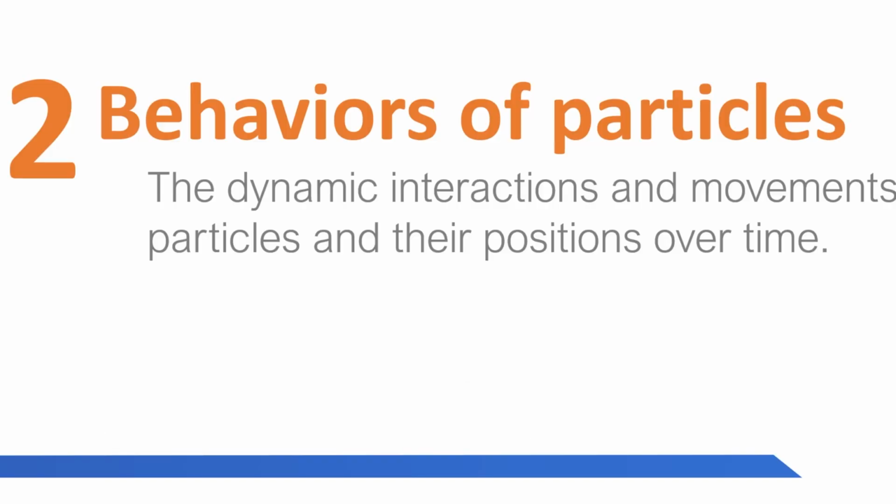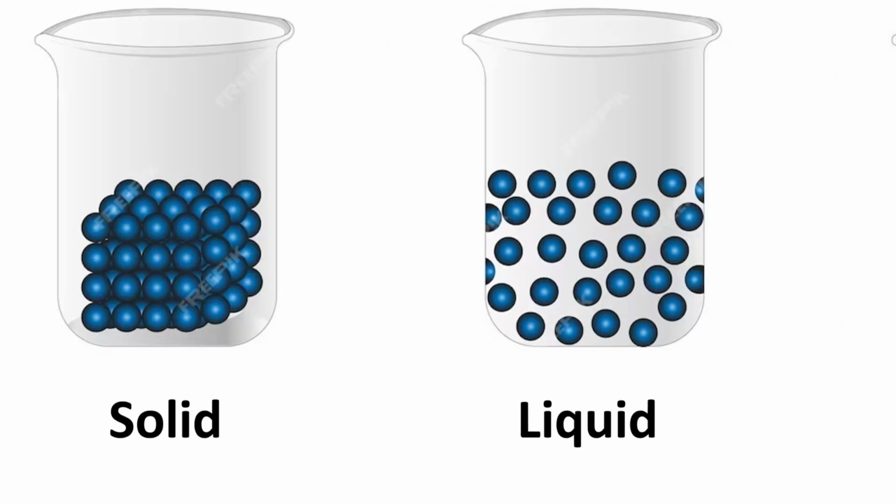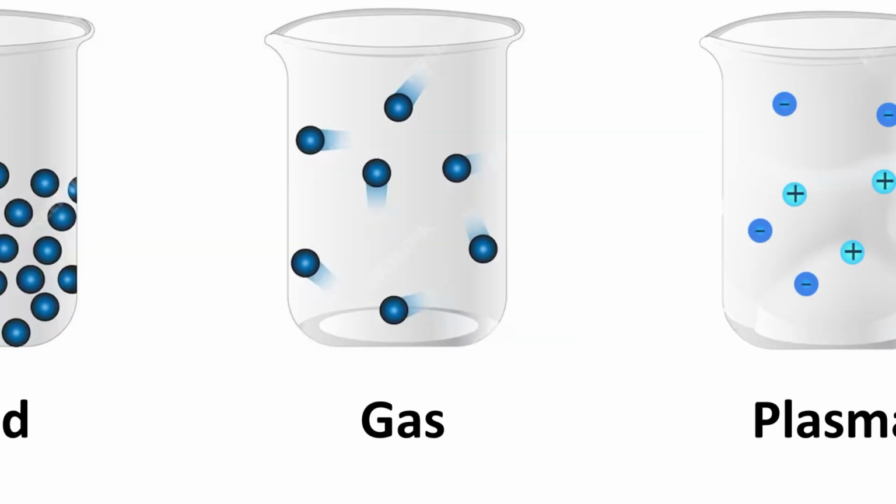Behavior of particles, on the other hand, describes how the particles interact, move, and change their positions over time. In solids, the behavior is characterized by the vibrations of the particles around a fixed point. In liquids, the particles can slide past each other and are free to move. This is the reason why liquids can take the shape of their container. In gases, particles move rapidly and independently of one another, which leads to the behavior of filling any container into which the gas is introduced.